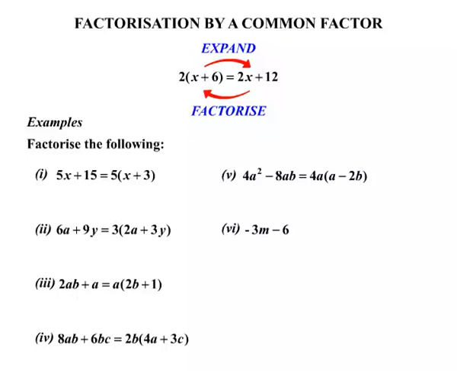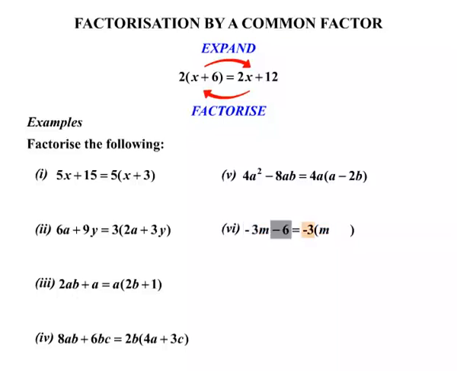Our sixth example, negative 3m minus 6. Well, in this case, notice that both terms are negative, so we can take the negative 3 out, because 3 is a factor of both, but also the negative. Both terms are negative, we can take the negative out. So then we have the brackets. Now, negative 3m is minus 3 times m. All right, minus 3 times m will give us the negative 3m.